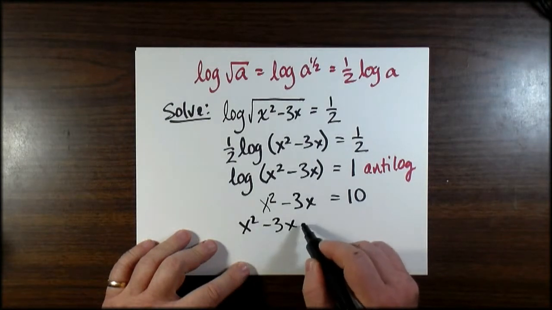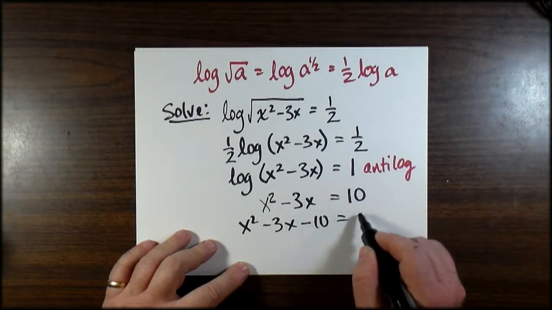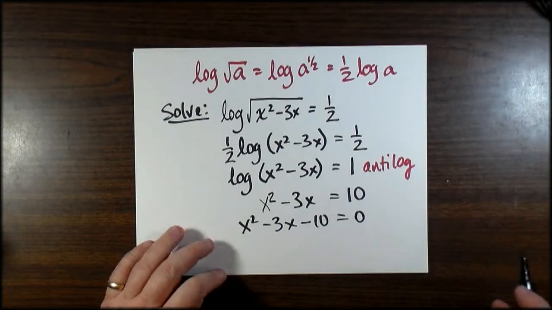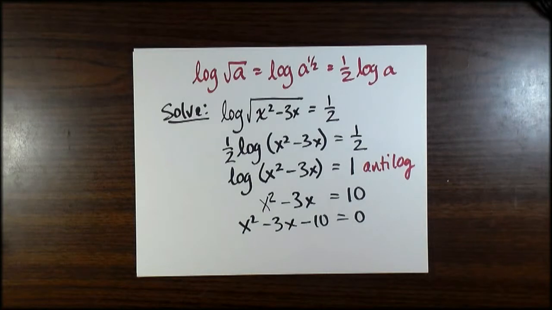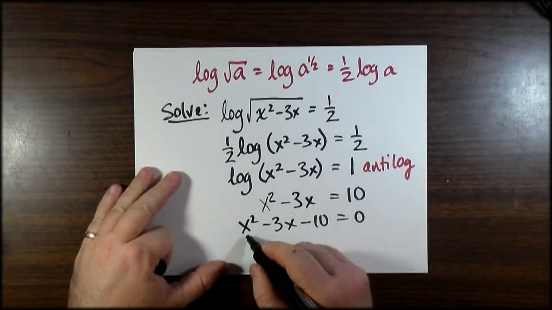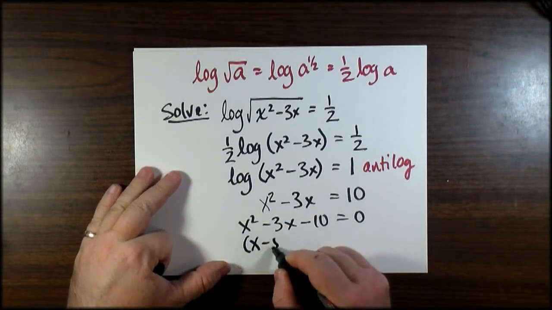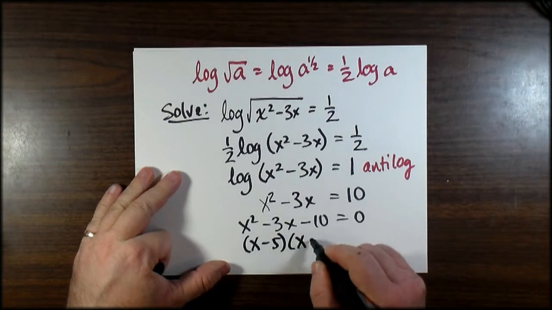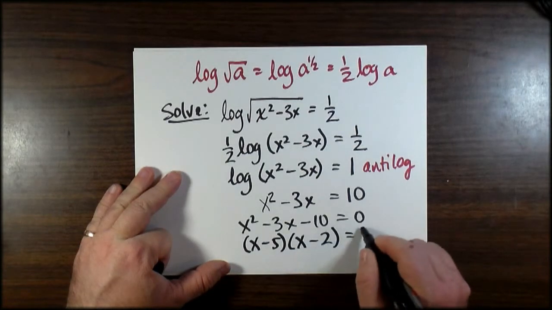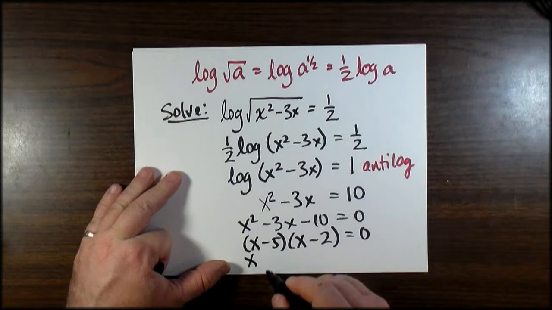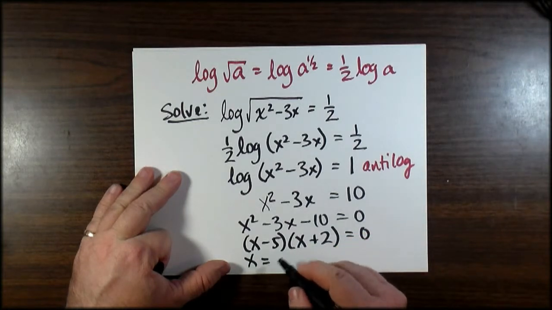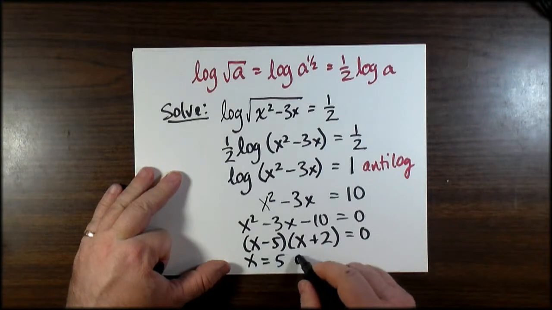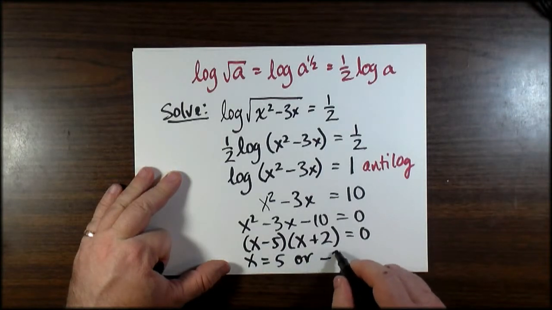Now we can solve a quadratic. x squared minus 3x minus 10 equals 0. And that factors rather nicely. x minus 5 times x plus 2 equals 0. So x is either equal to positive 5 or negative 2. Sorry, that should be x plus 2.